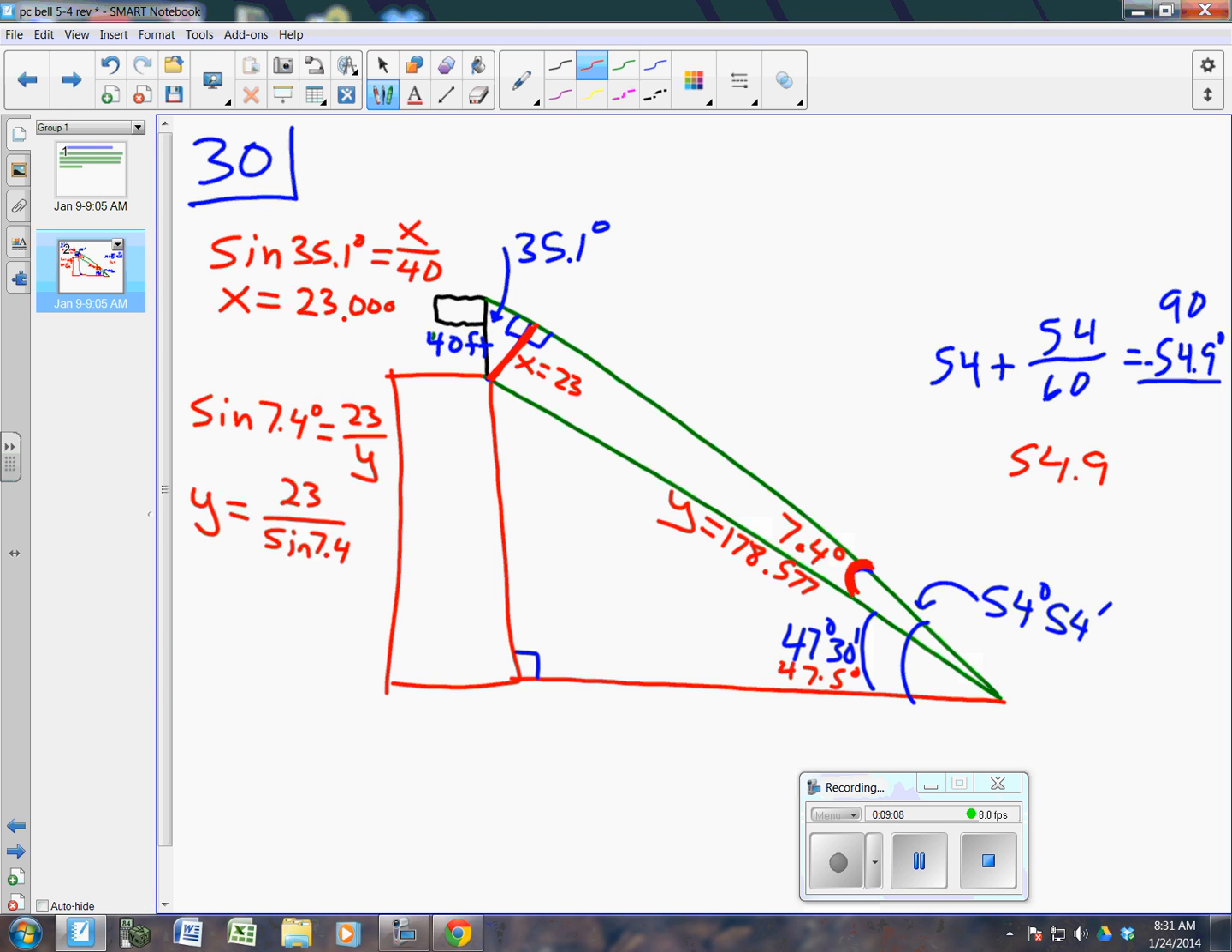Now, you guys, can I find the height of the building now? Yeah, I have a side and an angle in there, right? I have this side, I have this angle right here, which is 47.5 degrees, and I want to know opposite, and I have hypotenuse. So what am I going to use? Sine again, right? Sine of 47.5 equals opposite, which is h, over 178.577. So 178.577 times sine of 47.5 equals h. What is that? 131.6607.